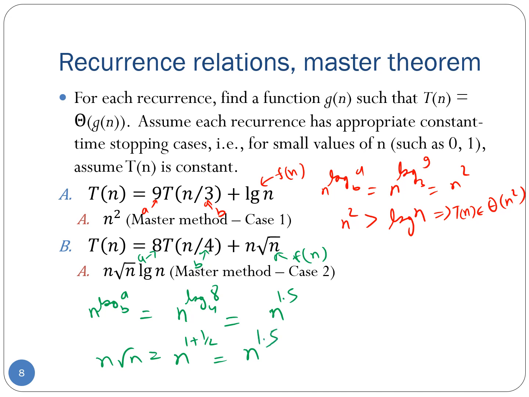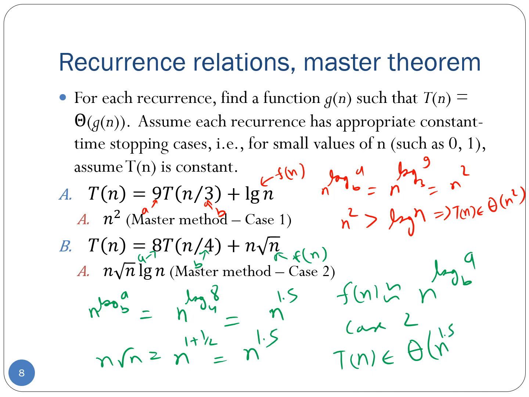So it turns out that f of n is the same as n to the power log to base b of a. Okay, and therefore case 2 of the master theorem applies, and this implies that our recurrence t of n belongs to theta of n to the power 1.5 log n, which is basically the same as n root n log n.